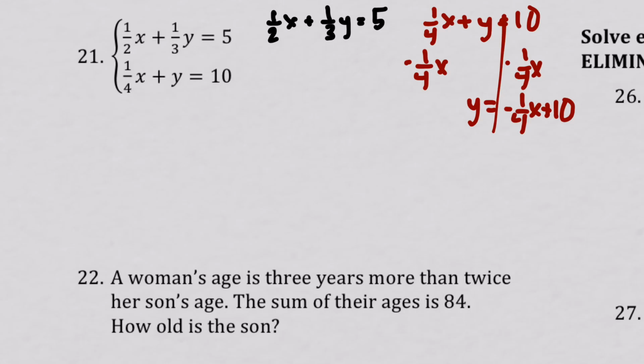I'm going to take that negative 1/4 x plus 10 and I'm going to substitute it into this equation over here for the y because I solved for y. Okay, so it's going to look like this. 1/2 x plus 1/3 y, instead of y I'm just going to put parentheses there, equals 5. And what am I going to put inside those parentheses? The expression that y is equal to. y is equal to negative 1/4 x plus 10. So I'm going to take this negative 1/4 x plus 10 and put it in right there. Hopefully it fits. Like that.